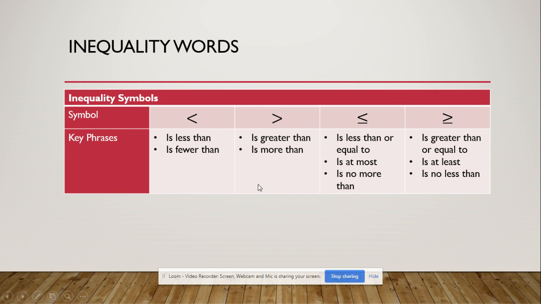So less than or fewer than, is greater than or is more than. This over here, the official name is less than or equal to. However, it could also be is at most, is no more than. This is greater than or equal to, but it could also be said as is at least or is no more than. So use this as you encounter different word problems in order to be able to write out those inequalities.